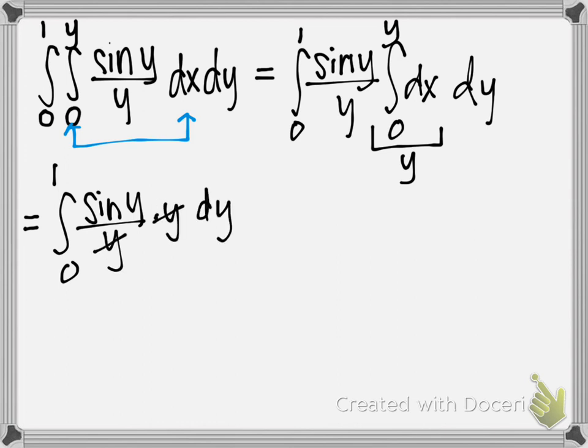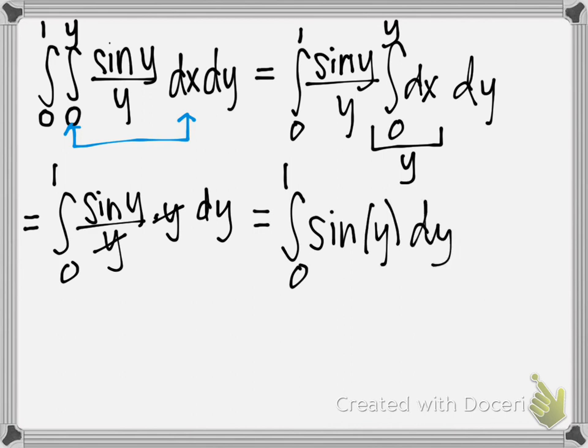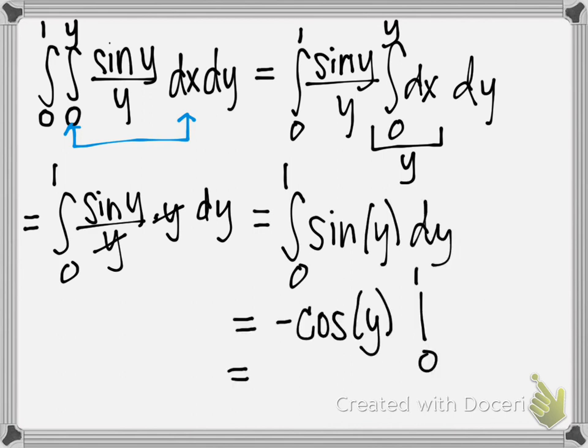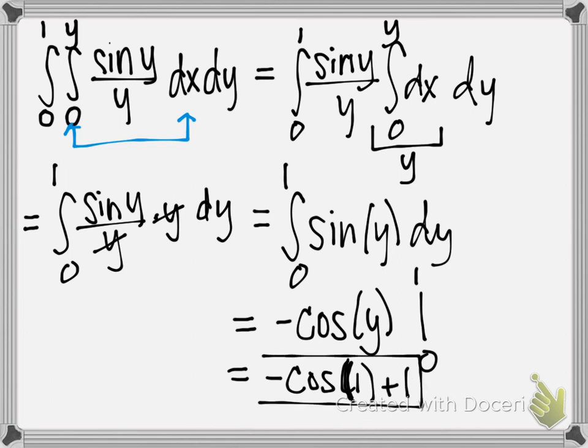That's going to simplify right there, and I'm just going to be integrating sine of y. We know that's just negative cosine of y, so I'm going to get negative cosine of 1 minus a negative cosine 0, so that's going to become a plus 1. Okay, and that's it.